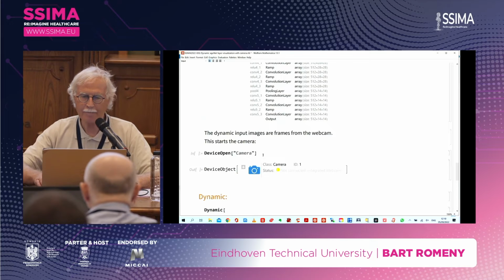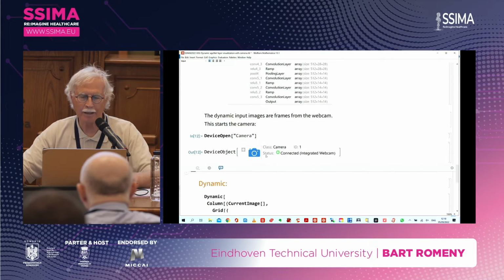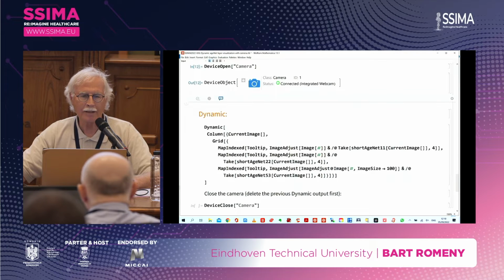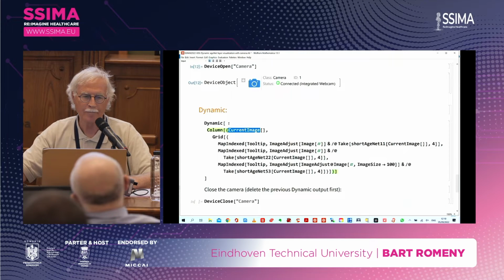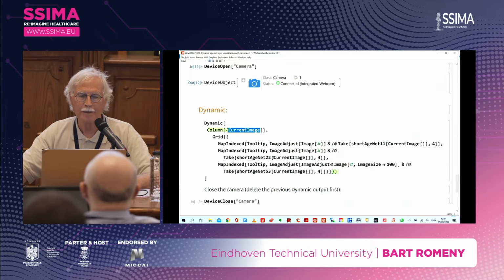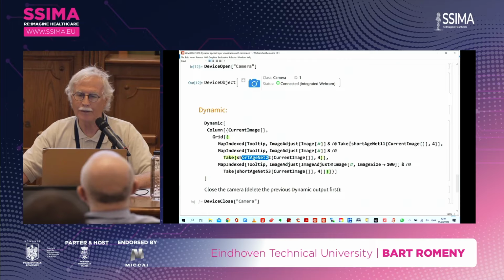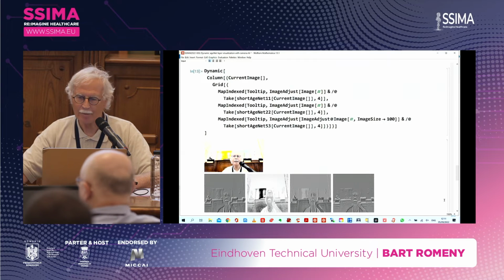I open my camera, and now my camera is looking at me. I see the light turned on. And now I can do a current image. That means just take the image from the web, do a dynamic, keep going on, and then show these images. So I put current image right here into short HNet 22, into short HNet, this one. So I get a whole bunch of these images. And now the network is dynamically processing my image.